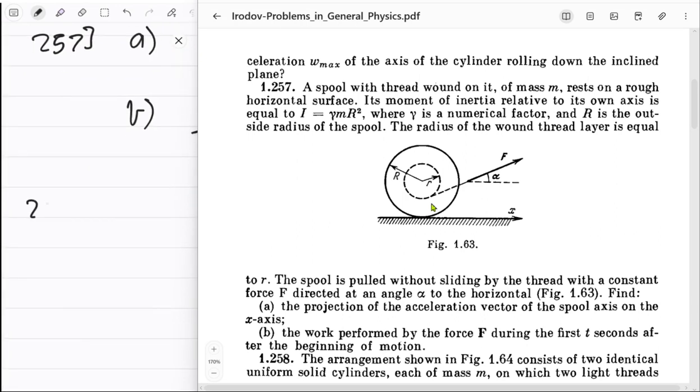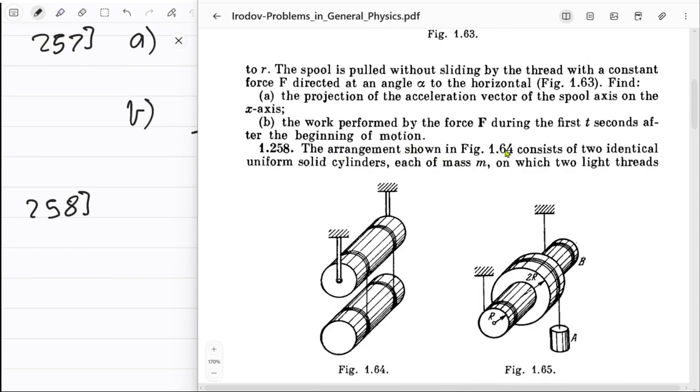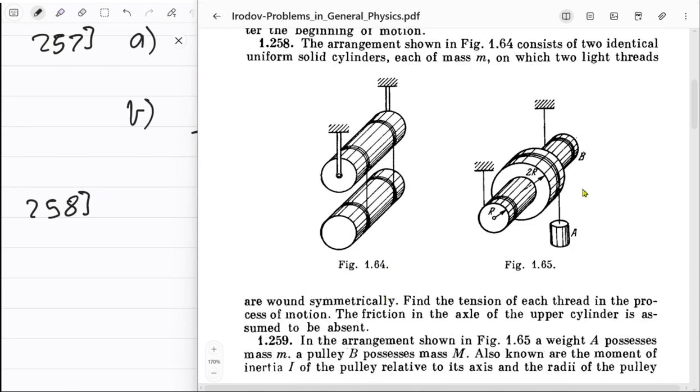Next, let's go to 258. 258 is the arrangement shown in figure 1.64, which consists of two identical uniform solid cylinders, each of mass m, on which two light threads are wound symmetrically. Okay, two identical solid cylinders. Find the tension of each thread in the process of motion. The friction in the axle of the upper cylinder is assumed to be 0.